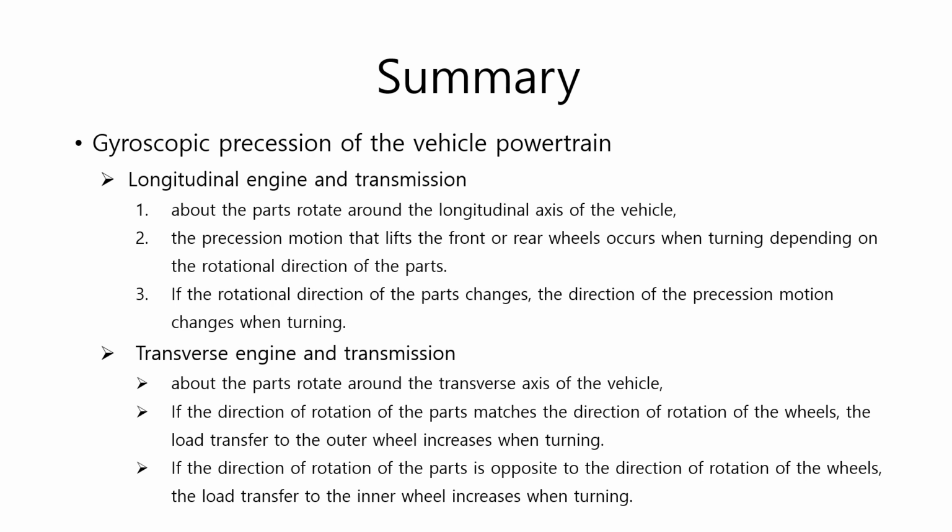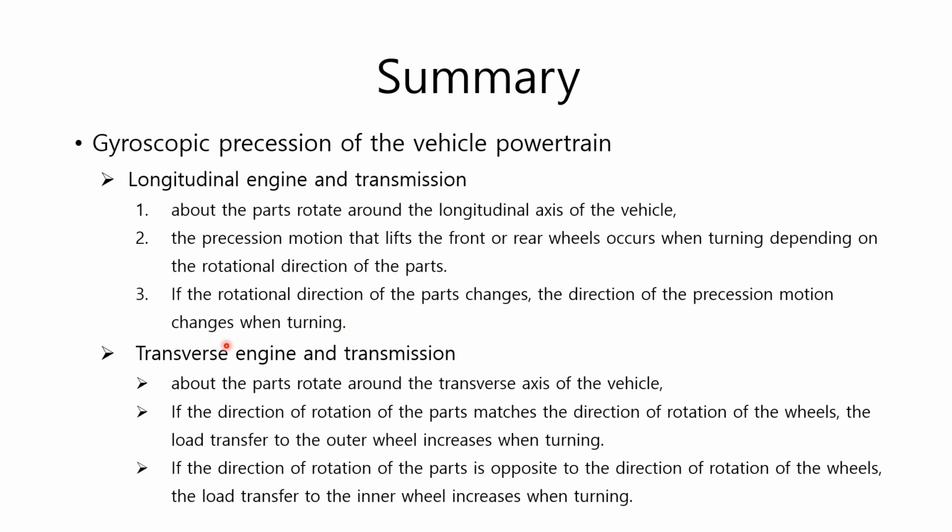The gyroscopic precession of the rotating parts of the vehicle powertrain is explained. In the longitudinal engine and transmission, the parts rotate around the longitudinal axis of the vehicle, so the precession motion that lifts the front or rear wheels occurs when turning, depending on the rotational direction of the parts. If the rotational direction of the parts changes, the direction of the precession motion changes when turning.